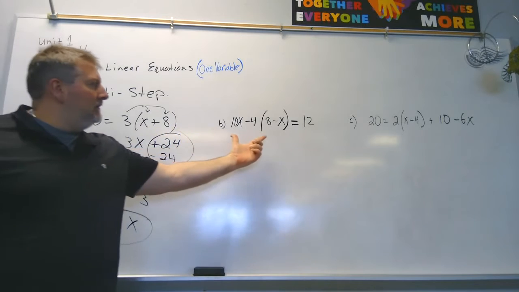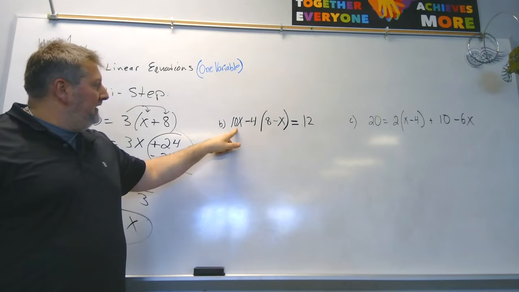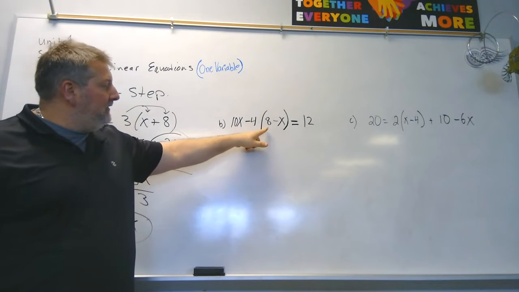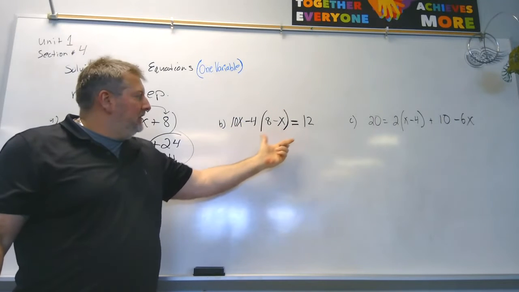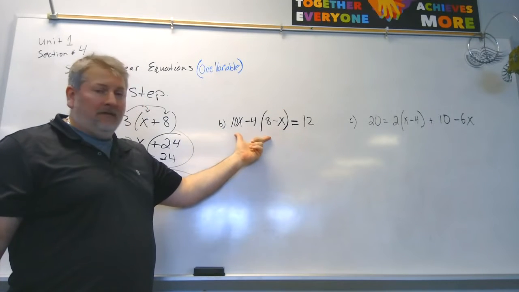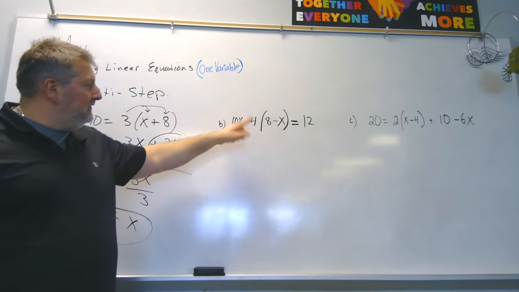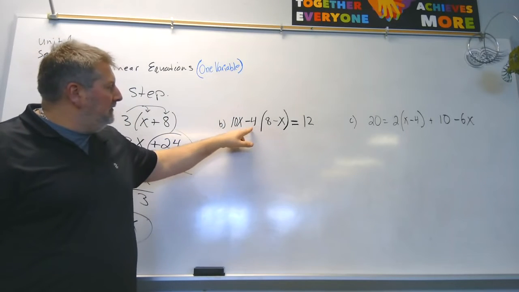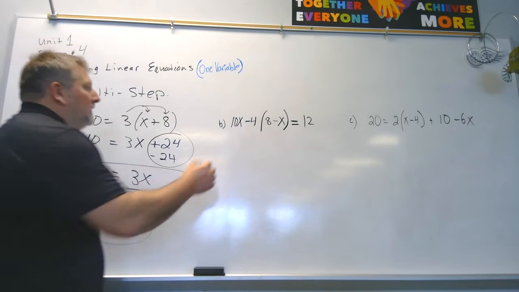Letter B, right here in the middle. Again, multi-step, looks like there's a lot going on. 10x minus 4, parentheses, 8 minus x, close parentheses, equals 12. So it looks like we have to take care of some stuff here on the left-hand side first. So think of order of operations, parentheses first. Then I'm going to have to distribute. So let's distribute right away.